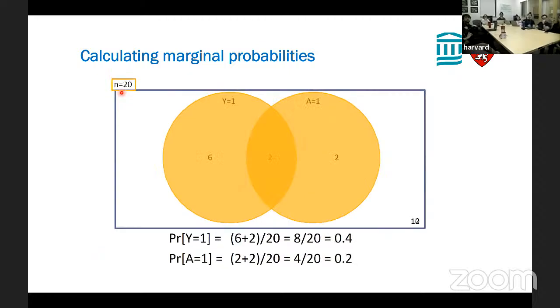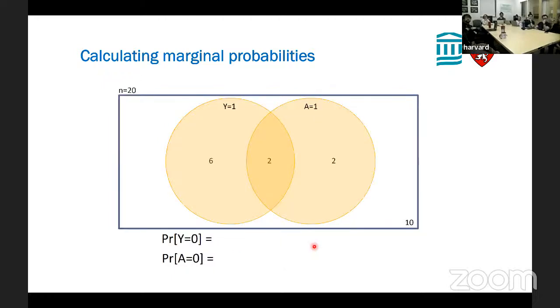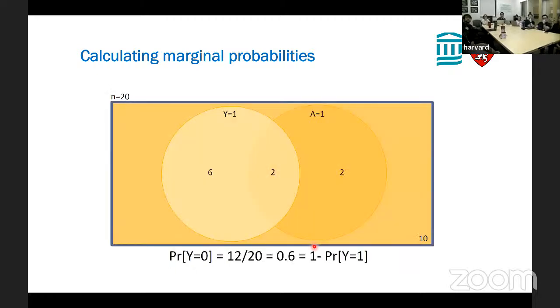Then let's say we calculate now the A equal 1, which is the PLS, and it's the same idea, right? Just in this case, you need to visualize the whole set of Y equal 1, and then the whole set of A equal 1 divided by 20 in this specific example. Then now let's do the Y equals 0 and A equals 0, right? So that's a little bit more complicated.